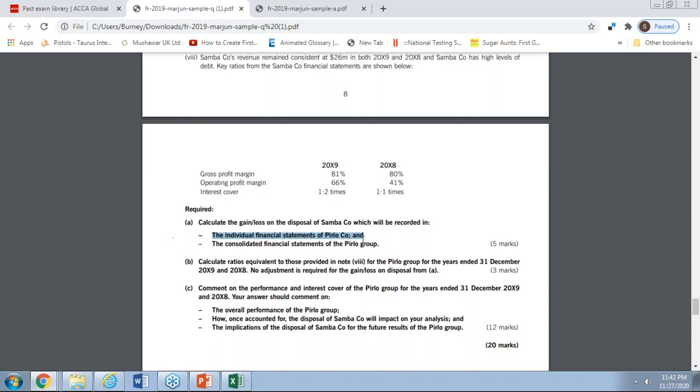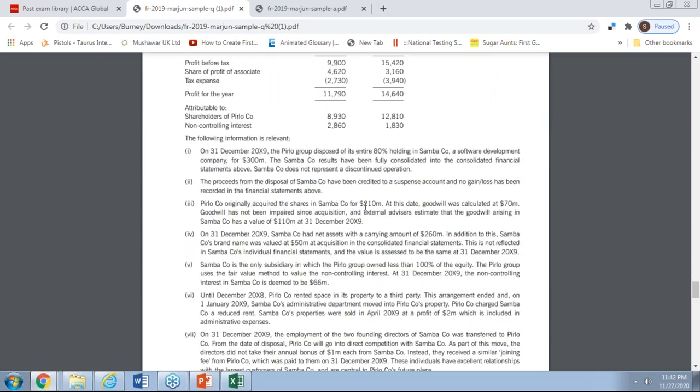So it's mentioned here that we have acquired the shares for 210 and sold it for 300. There will be a gain on disposal of 90. Okay. The goodwill has not been impaired since acquisition. The external advisor estimated the goodwill as rising in value to 110. This is a very important point. Initially, we have calculated the goodwill of 70 and now it's 110. So do remember this point.